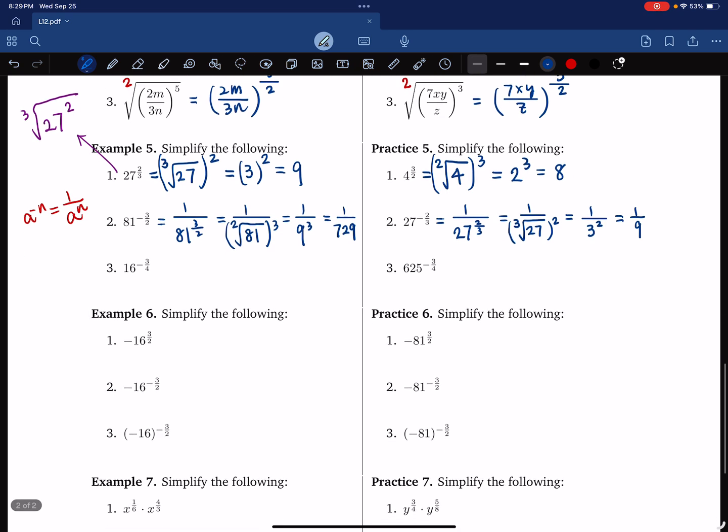Okay, number 3. Number 3, we have another negative exponent. So I'm going to do 1 over 16 raised to the power of 3 over 4. And then I'm going to convert the denominator to the radical form. 16 goes inside. The index is the denominator, which is 4. And then raise this whole thing to the third power, which is the numerator.